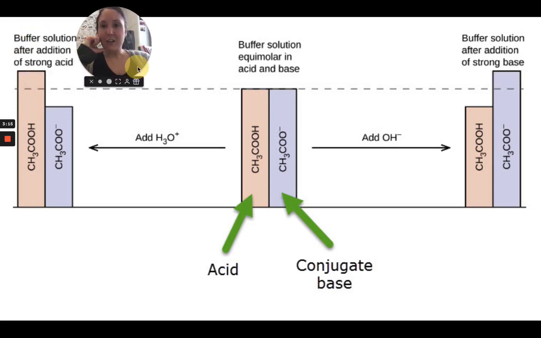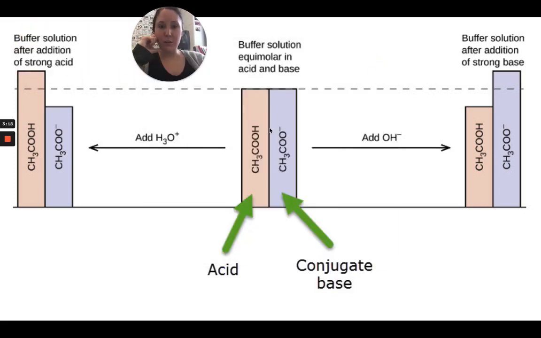Once again here, my buffer solution has both my weak acid and this conjugate base in equal amounts. If I add strong acid or H3O+, my conjugate base is going to react with it, so that decreases in concentration and it produces a little bit of the weak acid. If I add hydroxide, if I add a strong base to this solution, the weak acid is going to react with it, so that decreases and I'm producing more of this conjugate base.